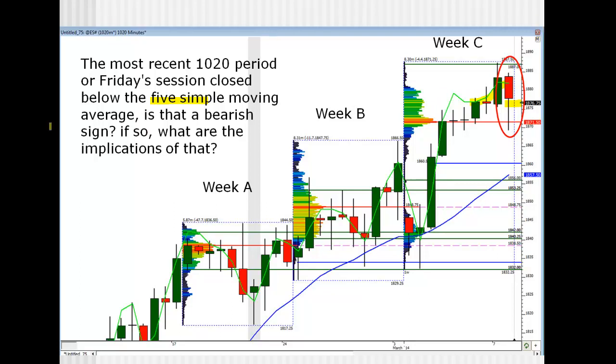Is that a bearish sign? And the answer is yes, it is. Whenever we close below the simple 5 on a 1020 chart, that is a bearish sign. And if in fact we close above it, as we did here, that is often a bullish sign.